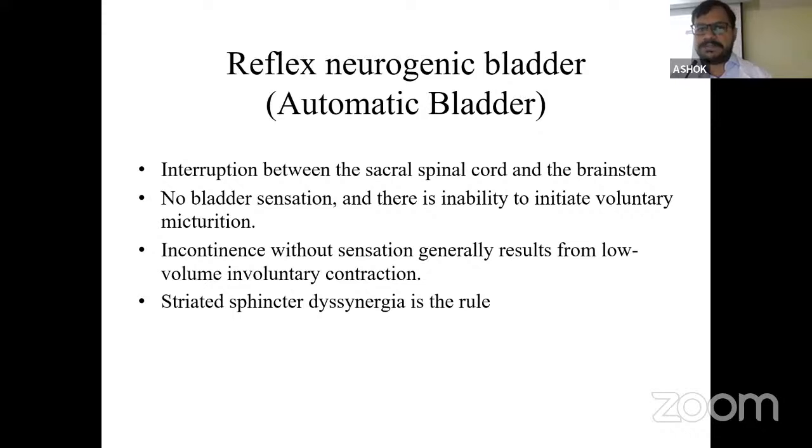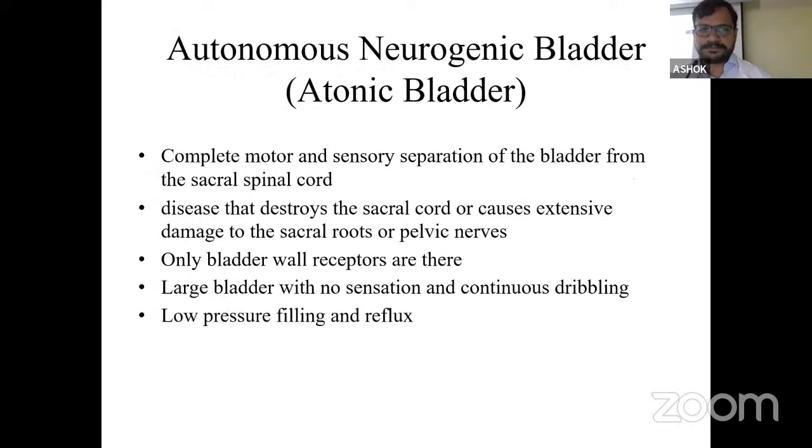Autonomic bladder: interruption between the sacral spinal cord and the brain stem. No bladder sensation and there is inability to initiate voluntary micturition. Incontinence without sensation generally results from low volume involuntary contraction.